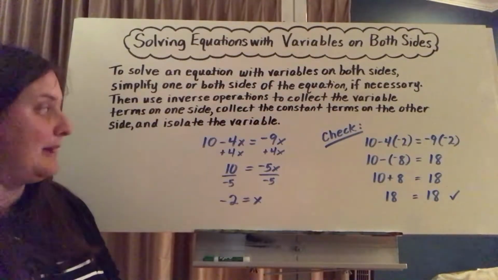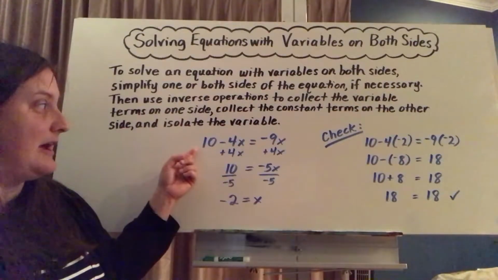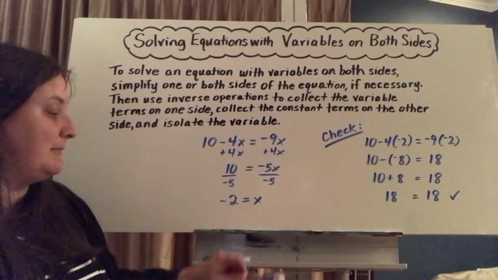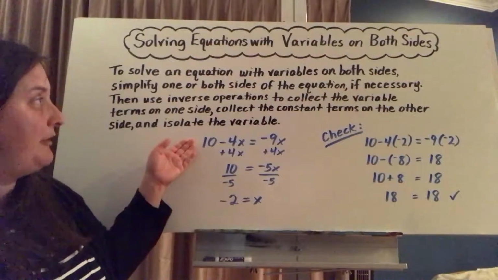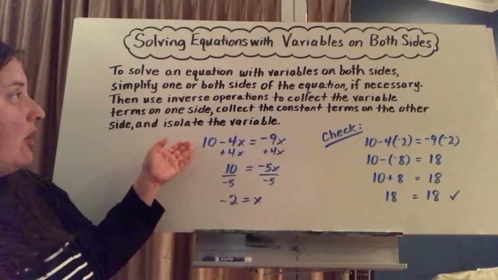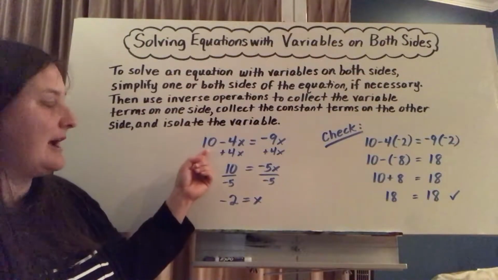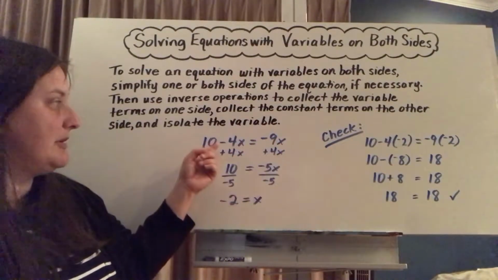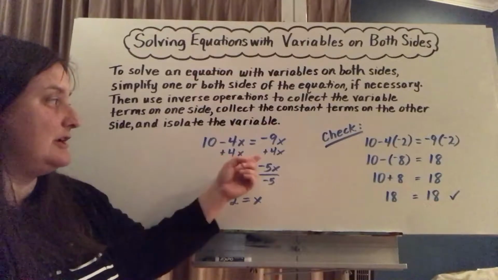So let's look at an example. So here we're starting with 10 minus 4x equals negative 9x. So the first thing we're going to do is see if we can simplify, but I don't see any like terms that I can combine here. So now I'm going to try to get all of the variable terms on one side of the equation. Since I've already got a constant here, and I don't have any constants on this side, I'm going to get rid of the minus 4x by adding 4x. I'm going to do that to each side.